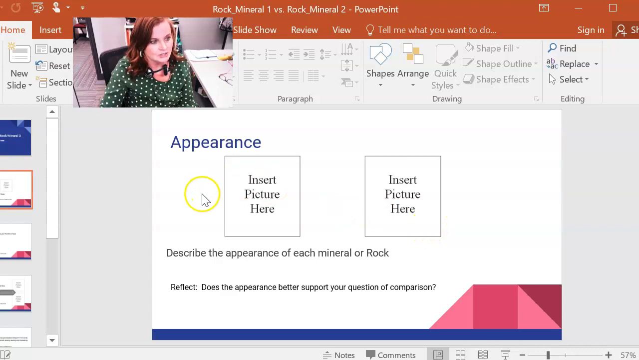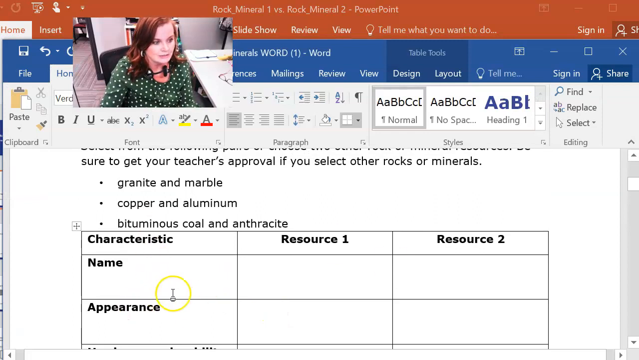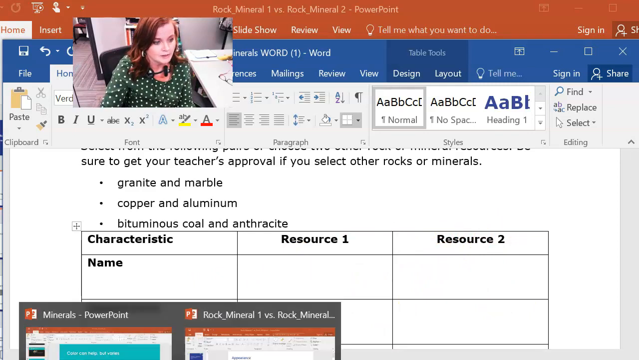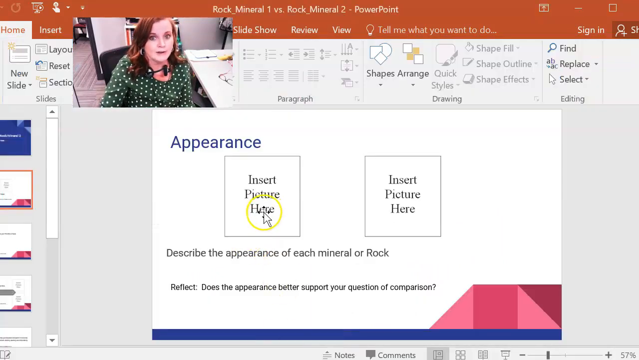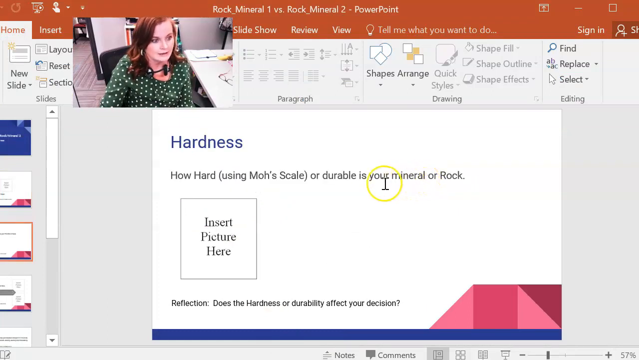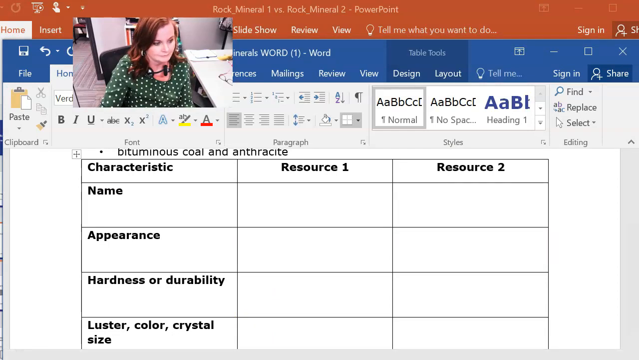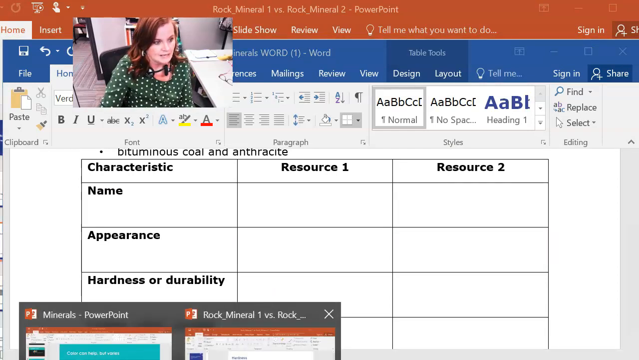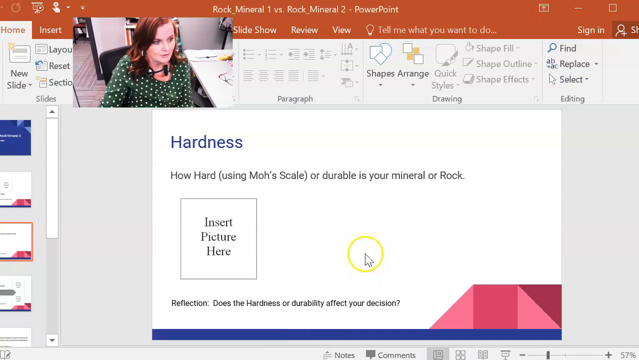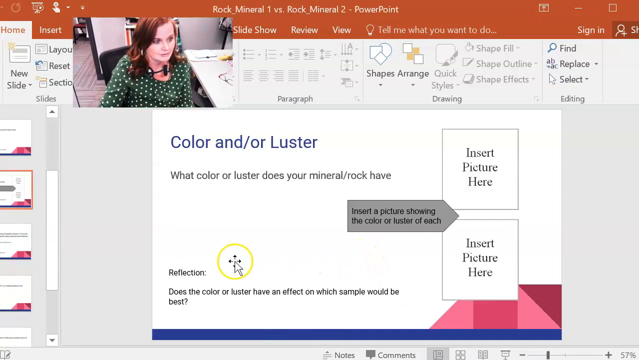And then you have a slide talking about the appearance. You've done this already, remember? This is on your sheet. You're just basically copying that information over to the PowerPoint. And then find a picture for each one of these. Hardness. Again, how hard or durable is your mineral? Again, you've done that before, right? It was on here, hardness or durability. Next one. I keep toggling back and forth here. Color or luster. Okay, or crystal size is another one we added here.